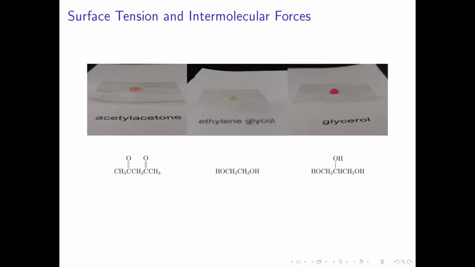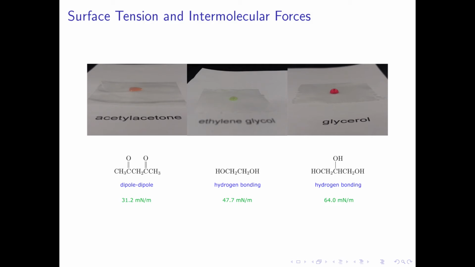The effect becomes even more pronounced when we look from the side. The acetyl-acetone drop is almost flat on the surface. The ethylene glycol drop is beading up, but nowhere near as spherical as the glycerol drop. From this, we can predict that the acetyl-acetone will have the smallest surface tension, and the glycerol will have the largest surface tension. When we consider the experimental surface tension values, we see that this is indeed the case.